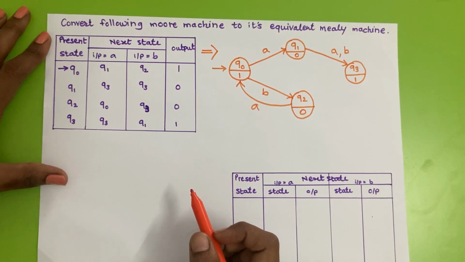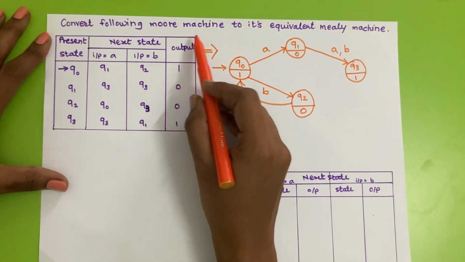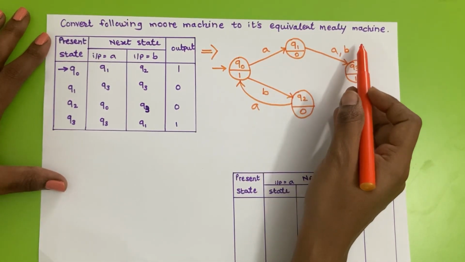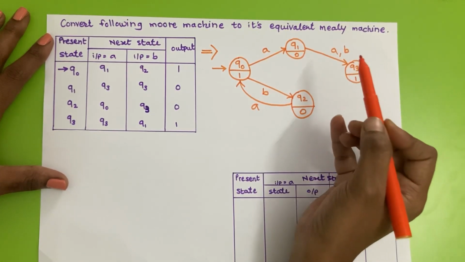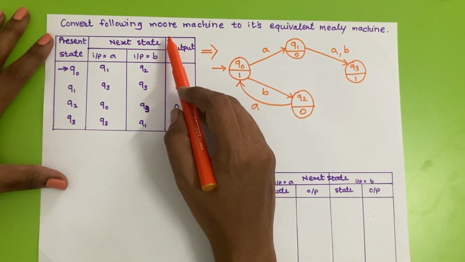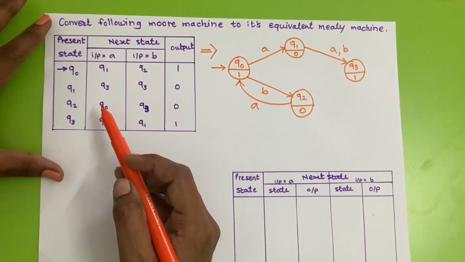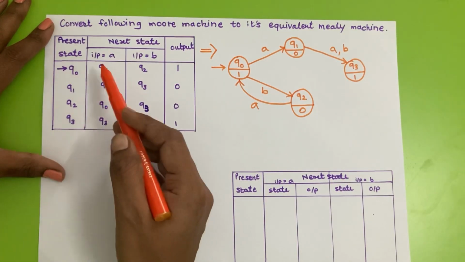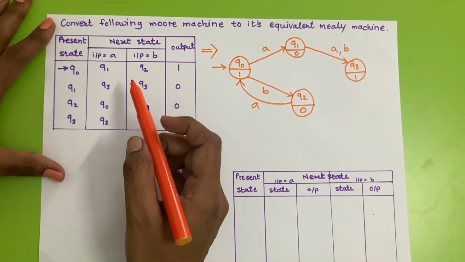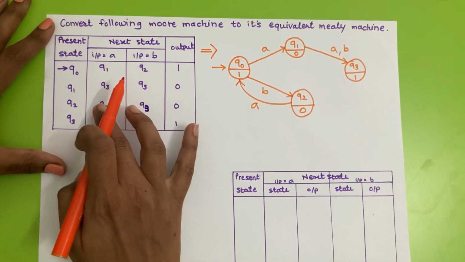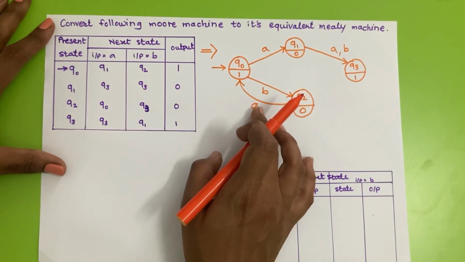Now we'll discuss how to convert the Moore machine into its equivalent Mealy machine. This type of conversion is quite easy compared to the conversion of Mealy to Moore machine. Okay, so let's start. We have been given a table of a Moore machine. For ease, I will convert this table into the transition diagram.